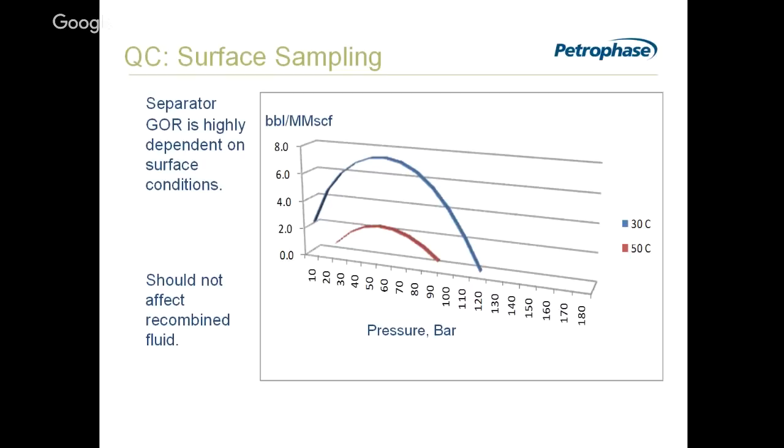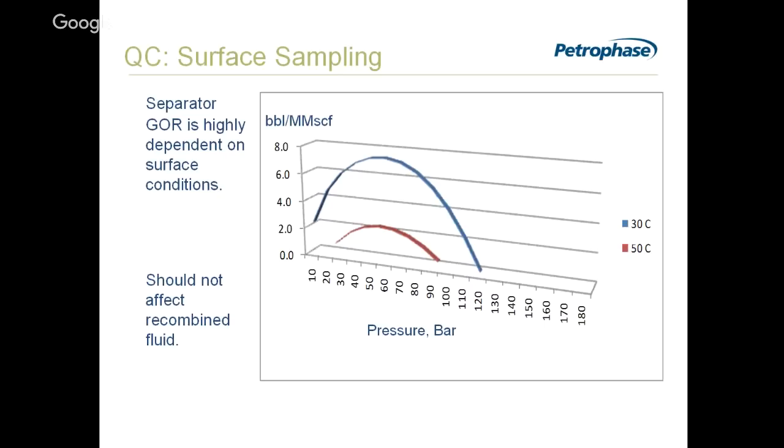The little graph here gives an example of a lean fluid and the predicted condensate gas ratio that you would get at two temperatures. We've got 30 degrees centigrade and 50 degrees centigrade. So it's just one fluid coming into the separator at different pressures. And you can see for the 30 degree one, you can get up to 7 barrels per million standard cubic feet at 30 degrees C and about 60 bar. Much hotter, much higher pressure, and you would see nothing.